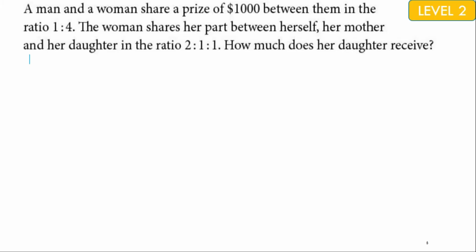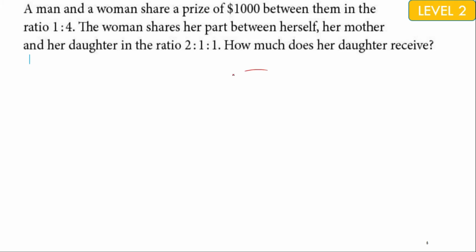A man and a woman share a prize of $1,000 between them in the ratio 1:4. The woman shares her part between herself, her mother, and her daughter in the ratio 2:1:1. How much does her daughter receive? Okay, whenever you have questions like this, it's better if you can quickly draw a diagram, or you can just use arrows to see what is happening.